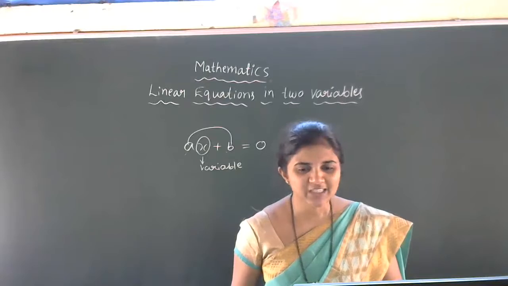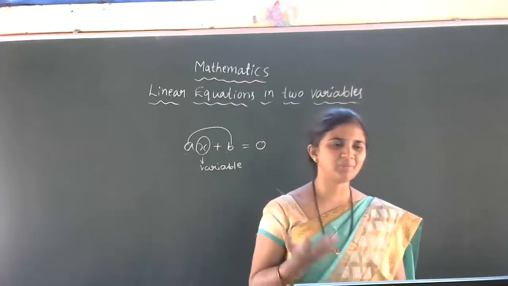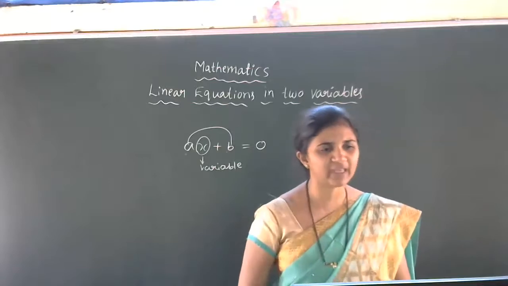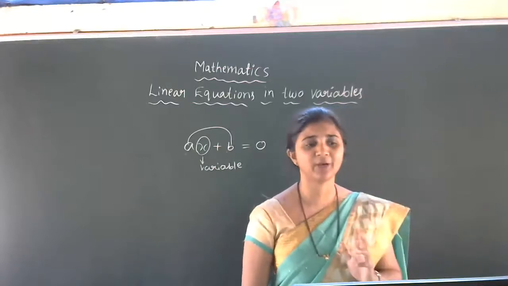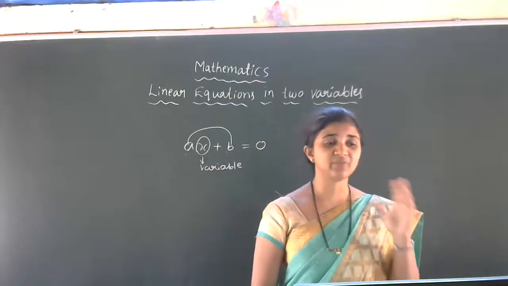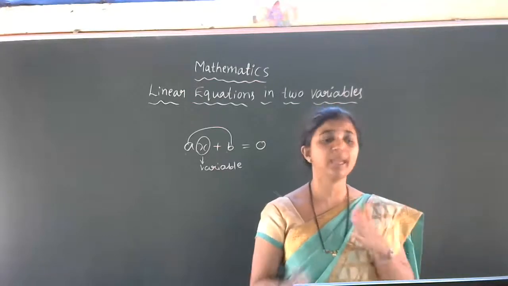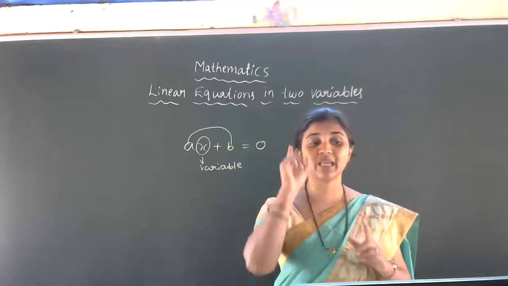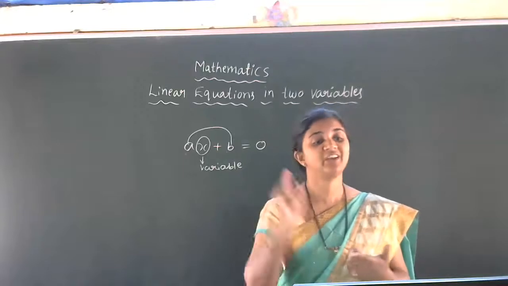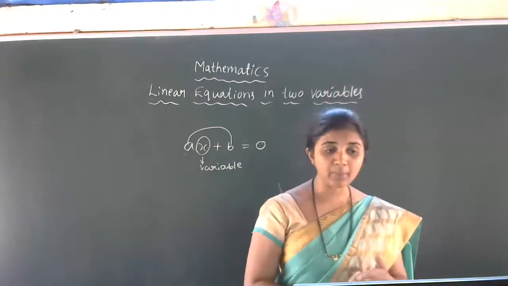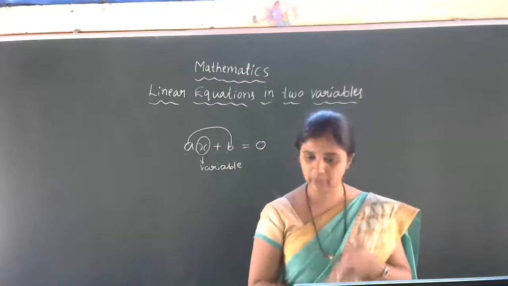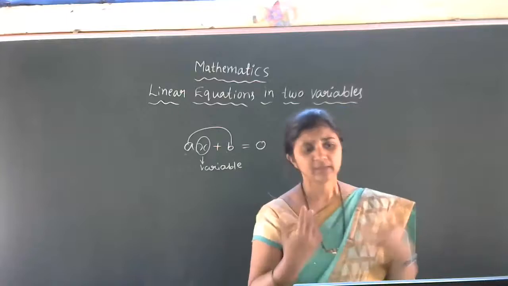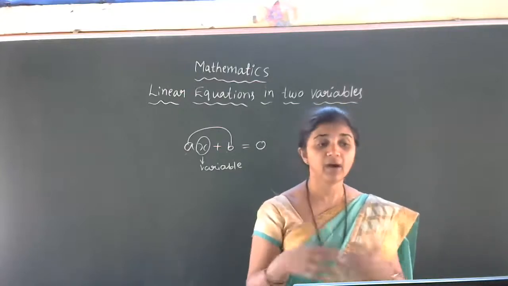Actually, linear polynomial is nothing but a polynomial with degree 1. Degree 1 in the sense the highest power of the variable is called the degree of the polynomial. Based on that, we can classify polynomials into linear, quadratic and cubic polynomials. Linear means the highest power is only 1, degree is 1. Quadratic polynomial means highest power must be 2, degree 2. Then degree 3 is called a cubic polynomial.